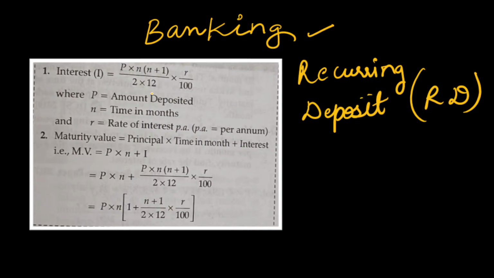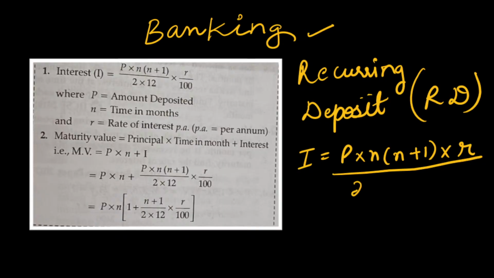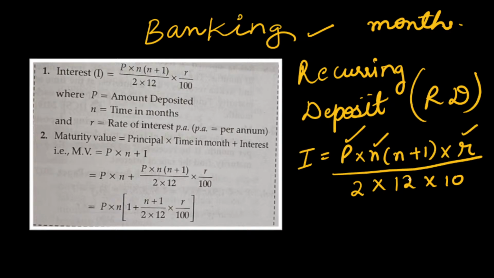The first formula is the formula of interest. Interest is I. It is I equals P into (N plus 1) into R by 2 into 12 into 100. This is the formula of interest. Here P is the principal amount, the amount which is deposited every month. N is the time period. In these questions, time is always in months. And R is the rate of interest.